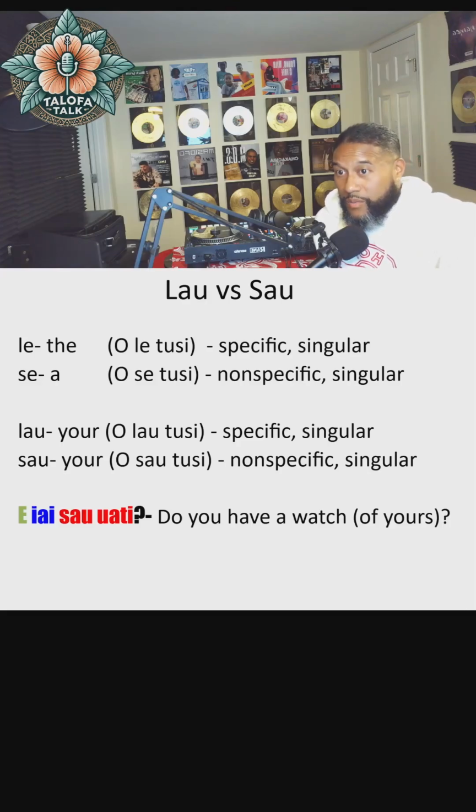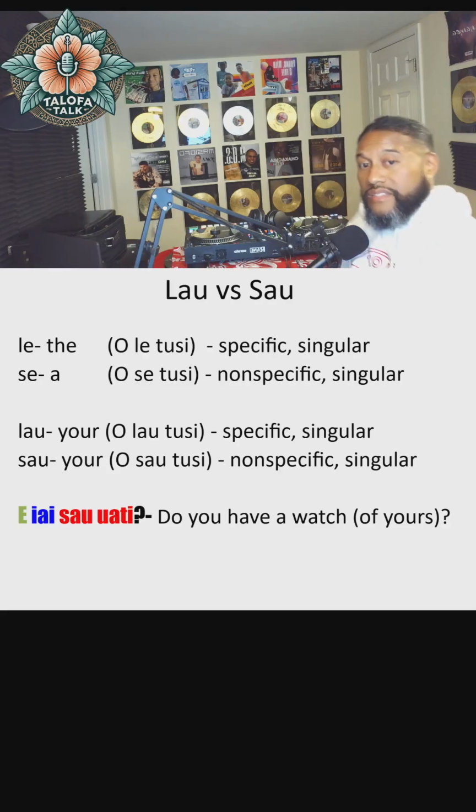It's the same thing with lao and sao. Lao and sao, lau and sau, lana, sana, lona, sona. There's a whole bunch of them. We're just gonna go over a couple of them here, the ones used when people are asking you for stuff, between you and somebody else. So if someone says, o lao tusi, o lao tusi, this is gonna be it is your book.